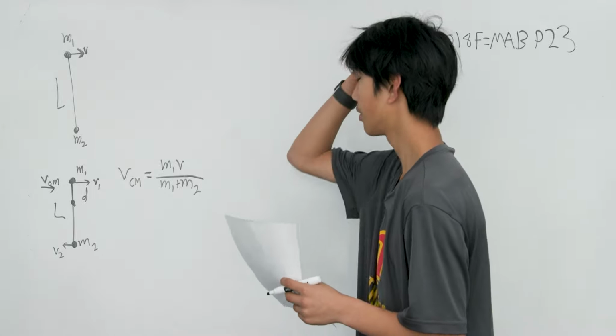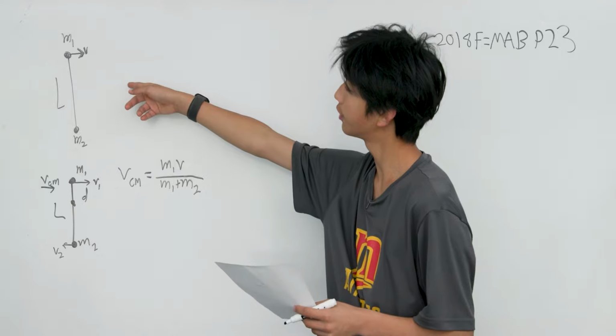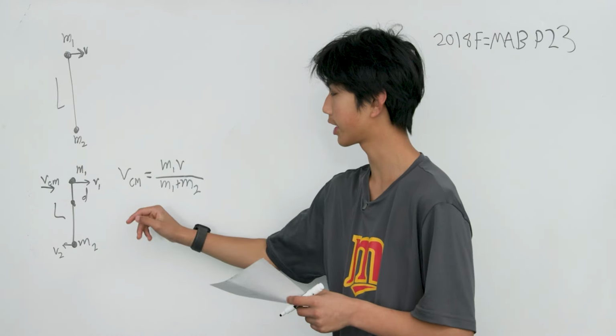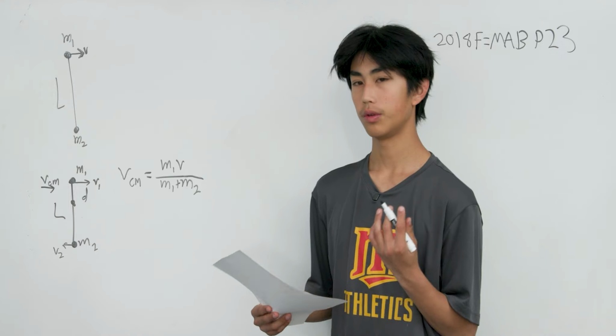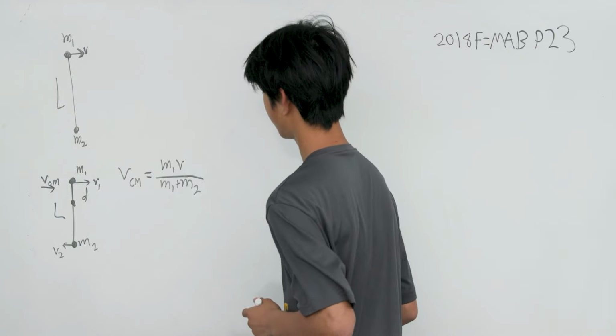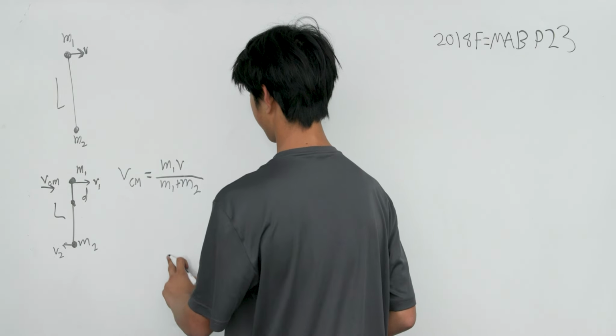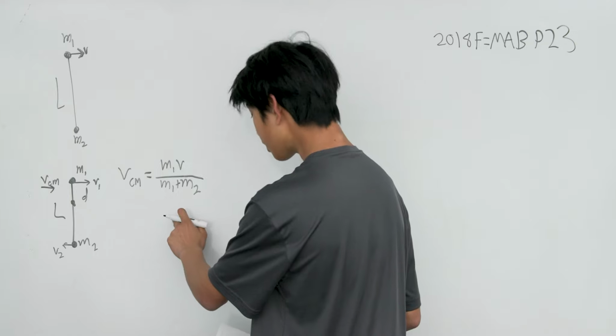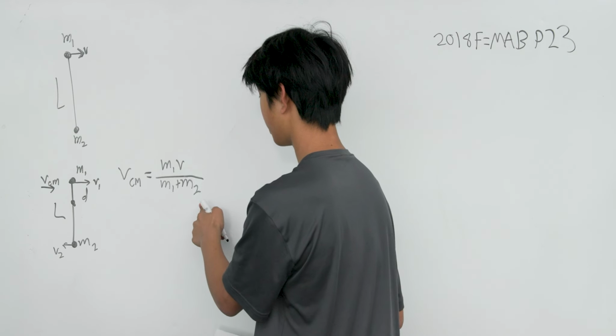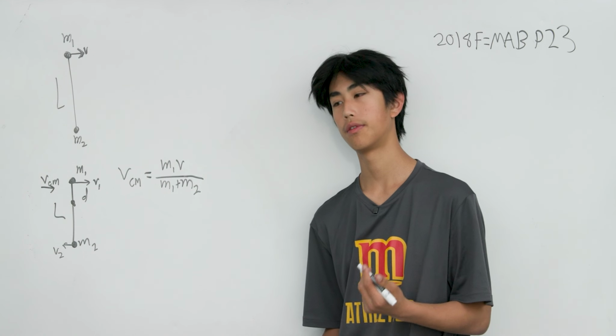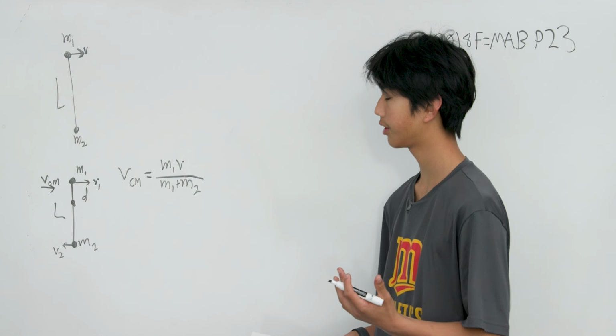So then we have two diagrams here. The first one's just a normal diagram, and the second one is when we go into the CM frame. Now here we display the motions. So we have first of all v sub cm in this case is equal to m1v over m1 plus m2. Therefore we can start listing out other things.